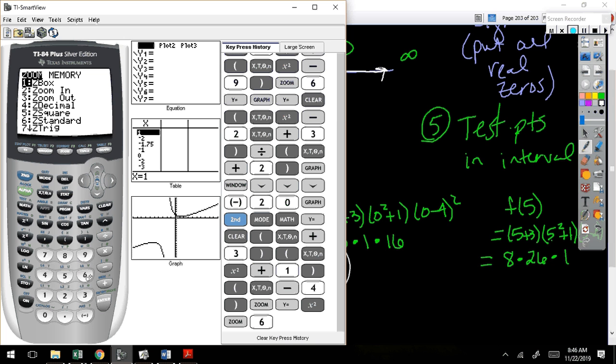All right, let's see if it happens. There's my -3, 0, and then look at what's happening. It's bouncing off right there. That's exactly what we said it should do. So from negative infinity up until -3, it's below the x-axis, and from -3 to infinity, it's above the x-axis, which is exactly what we said. Does that make sense? Yeah.